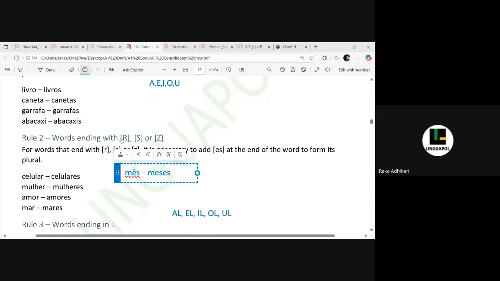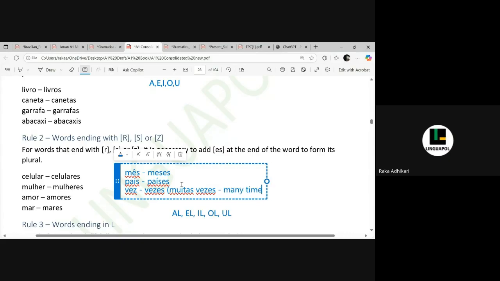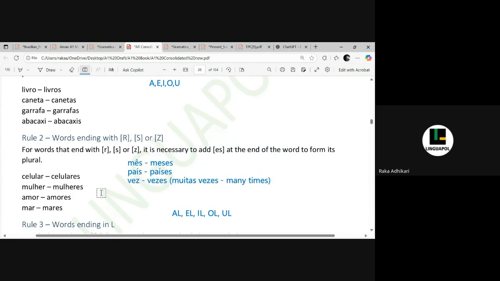Similarly, the word for country is país. Okay, it is ending in S. So we will add ES to this to make the plural. It becomes países. Similarly, we can have words ending in Z also. For example, vez. Vez becomes vezes. For example, muitas vezes means many times, a lot of times. So like this, all the words that end in R, S or Z, they will take up an ES at the end to form the plural.